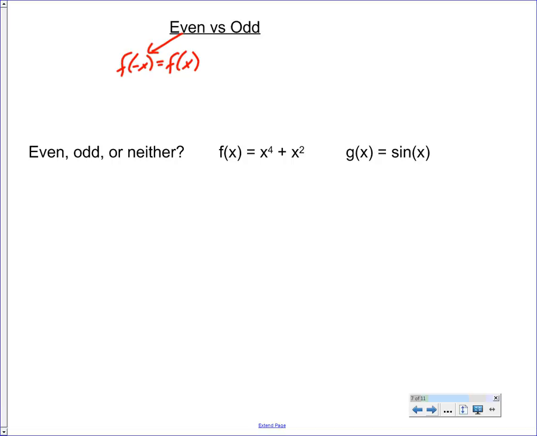So another way of saying this is it's symmetric about the y-axis. Right, and this rule will work for any x in the domain of f.